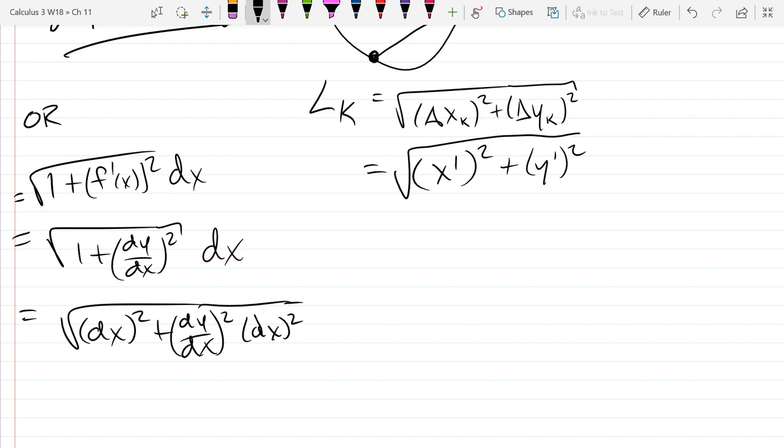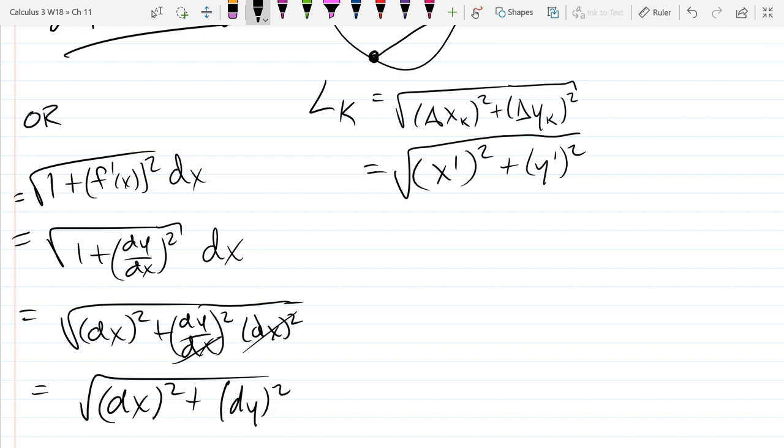And again, you're treating dx algebraically. So I'm going to cancel dx squared with dx squared right here. They cancel out, and we get dx squared plus dy squared. This form on the bottom is the one we're going to be using. So I distributed dx. Basically it gets square rooted, squared, and then I distribute to both of the terms.